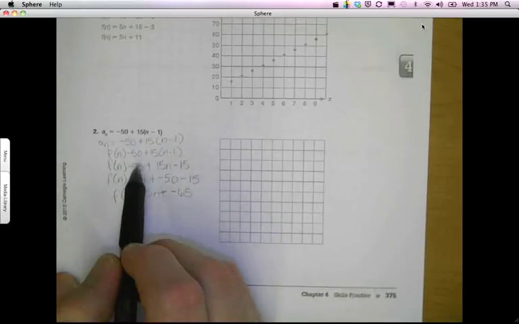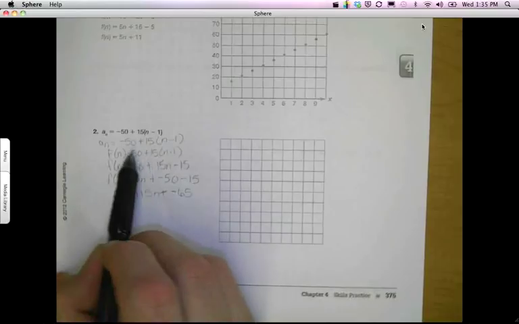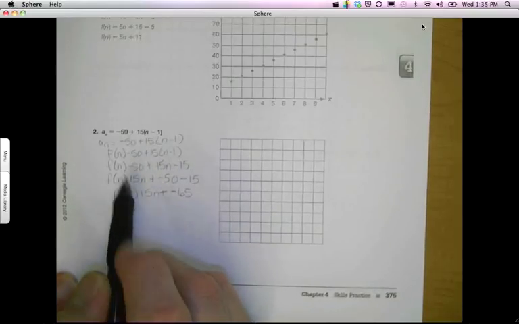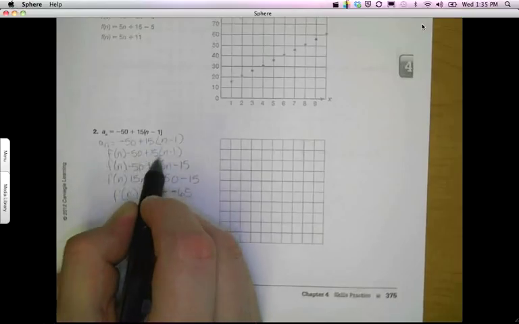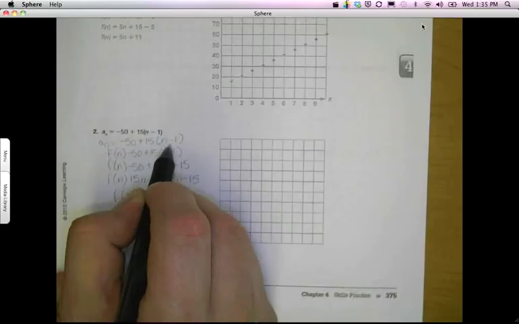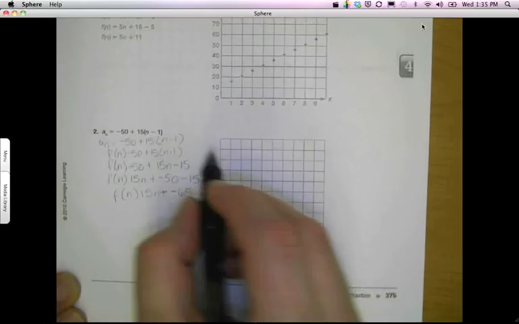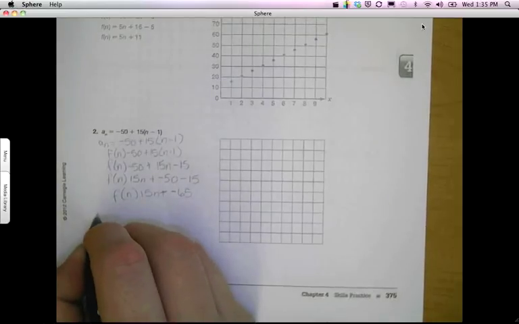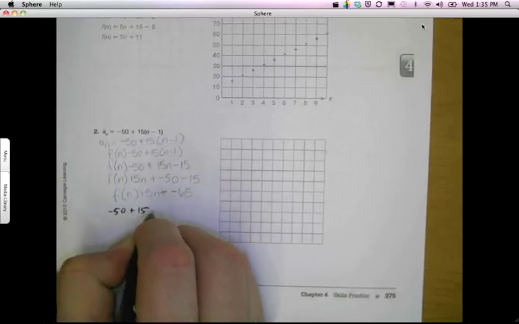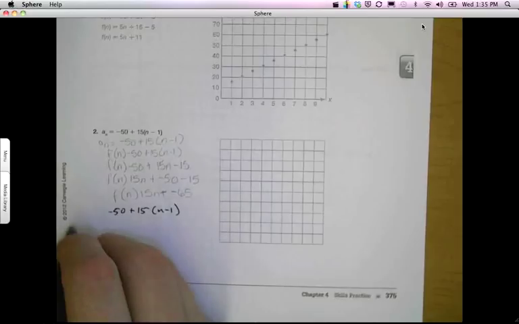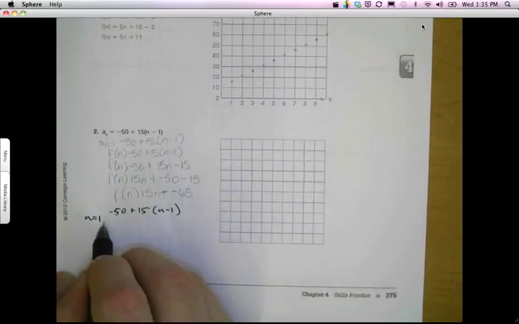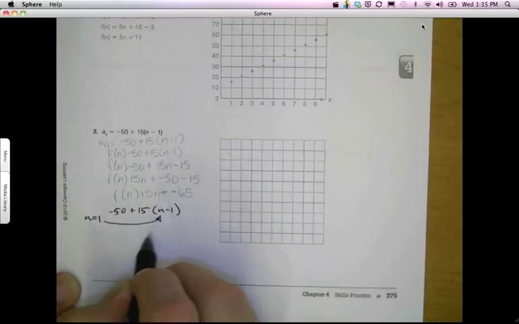Now, some of the work that's already been done here is taking the equation and trying to solve it for just n, so I don't have to worry as much about doing each step of the equation with n inside the parentheses. But I'm going to go back and start with that same expression. So it's negative 50 plus 15 times n minus 1. And for the first one, I'm going to say, what happens if n equals 1? I'm going to put that 1 into my expression and see what happens.